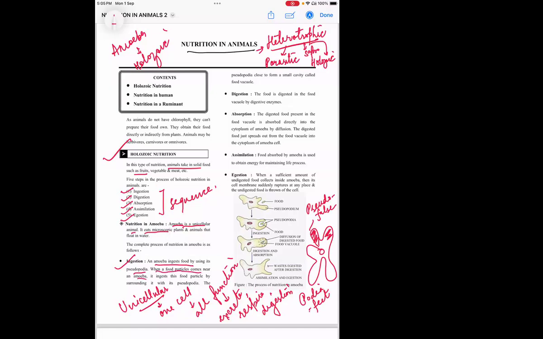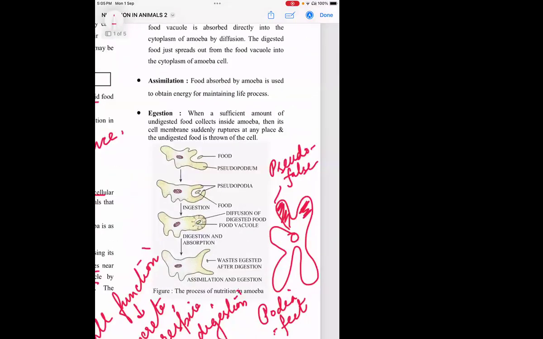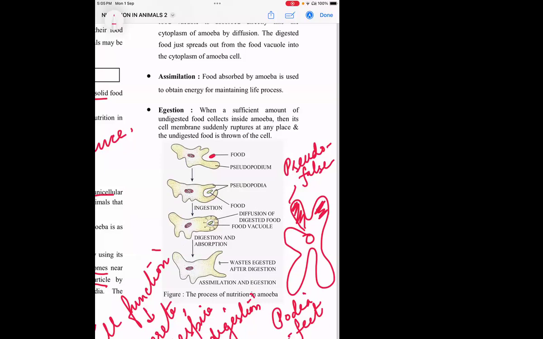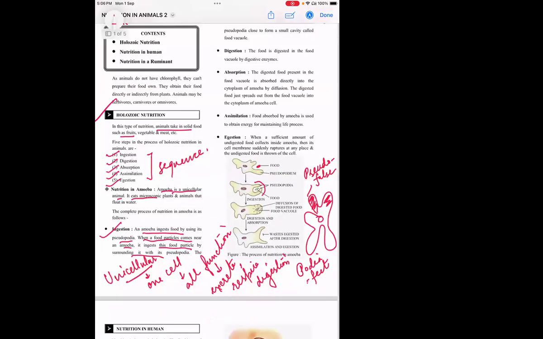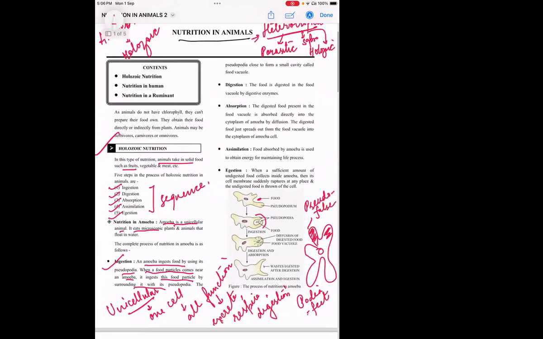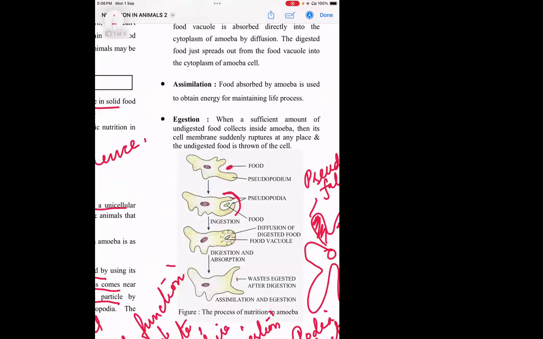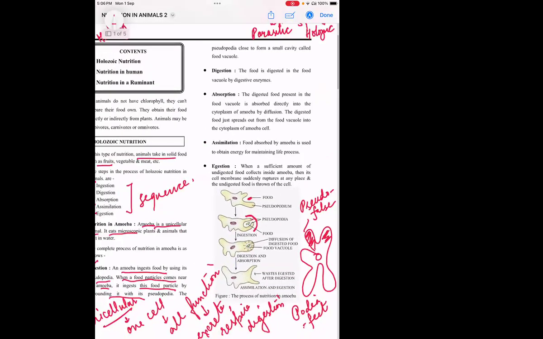When a food particle comes near an amoeba, it ingests the food particle by surrounding it with the pseudopodia. You can see in this picture, food is present here. Slowly and gradually, the amoeba is surrounding the food. This is the ingestion. So in the first step, they engulf the food through the pseudopodia. The pseudopodia close to form a small cavity called the food vacuole. Then it goes for the second step, digestion, where the food is digested in the food vacuole by the digestive enzymes. In the amoeba also, they have a few enzymes working on the food and they digest it.